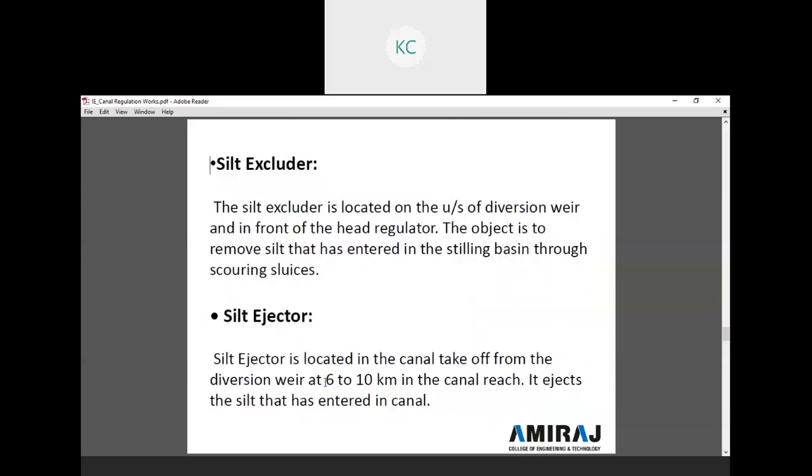The silt excluder is located at the upstream of the diversion weir and in front of the head regulator. The object is to remove the silt that has entered the silting basin through the scouring sluice. The silt ejector is located in the canal taking off from the diversion weir at 6 to 10 km in the canal reach. It ejects the silt that has entered the canal.